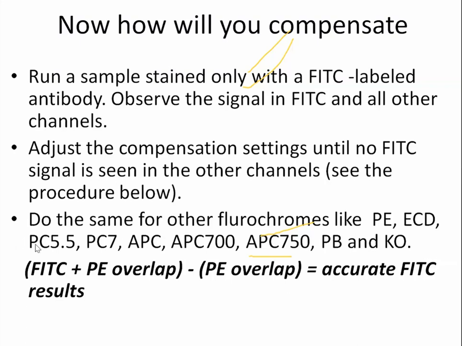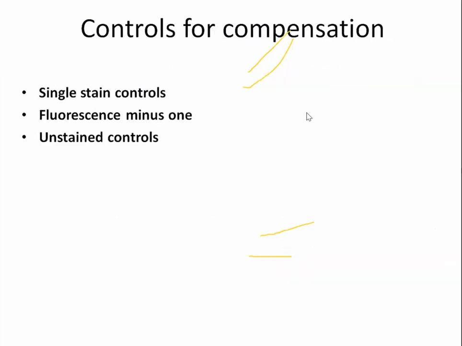So you need to do it for all the channels which your machine has. If it's a 10 color, you need to do it for 10 fluorochromes. If it's a 5 color instrument, you need to do it for 5 fluorochromes. If it's a 13 color, you need to do it for 13 fluorochromes you are using. So this is how you do compensation. Okay, so how do you do this? We have controls for compensation.